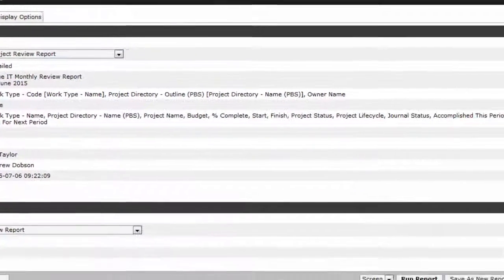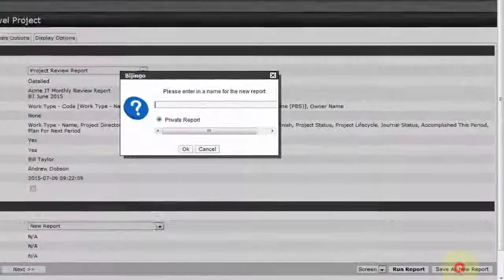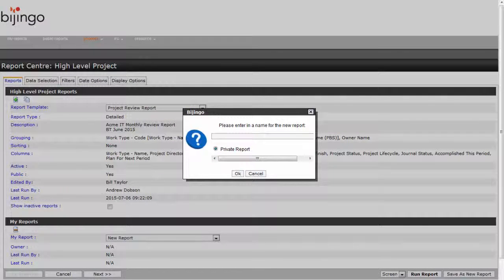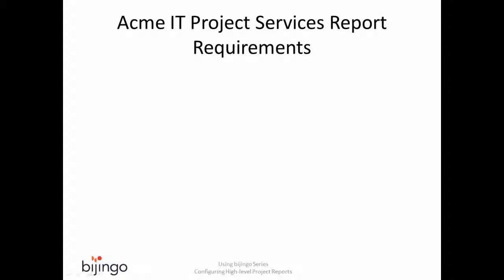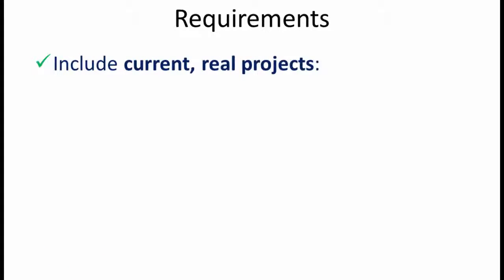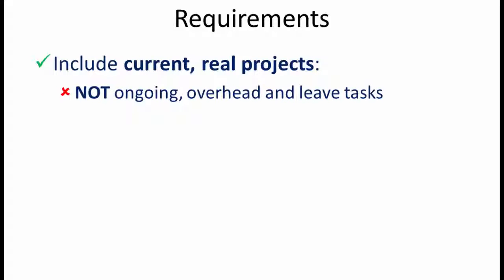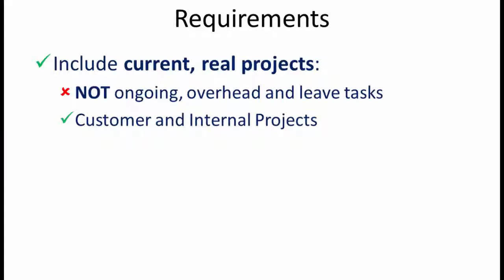He can then save his configuration as a private My Report and so run at any time with a single mouse click. Andrew wants his report to include only current projects that represent true project work. He doesn't want to see projects containing ongoing overhead and leave tasks, but only those that are real customer or internal projects. He also doesn't want to see historical projects that have been closed.